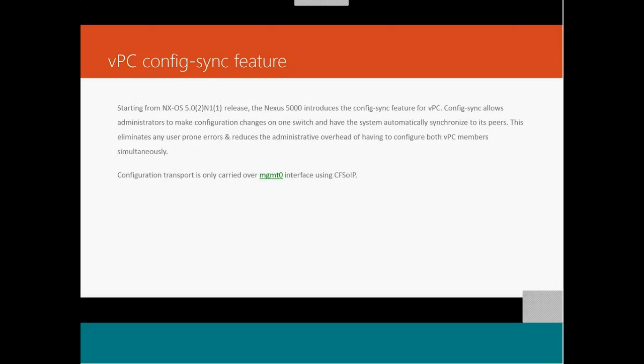So if you're trying to use this config sync feature, you need to ensure that in the show CFS status output, you have the CFS over IP enabled state. Any questions? I think it's very straightforward. From the lab perspective, I don't think you'll get to use the config sync feature unless they ask. But it's good to know that you have an option.